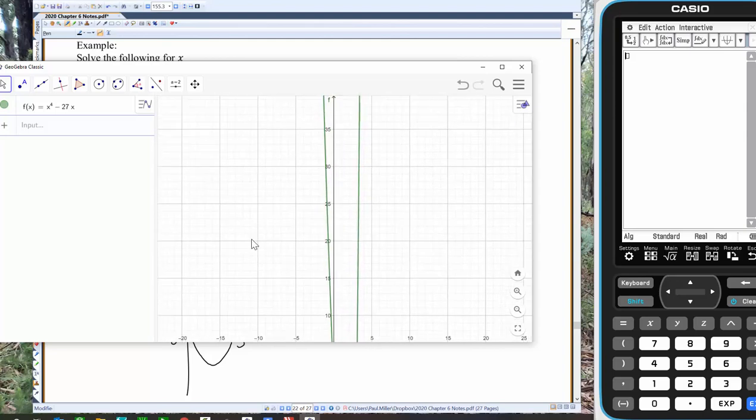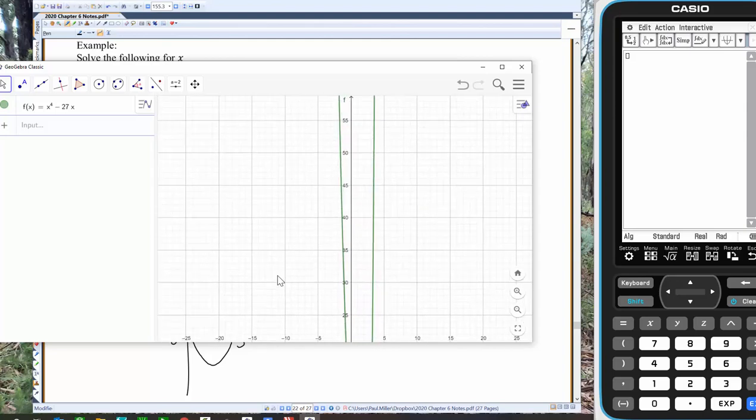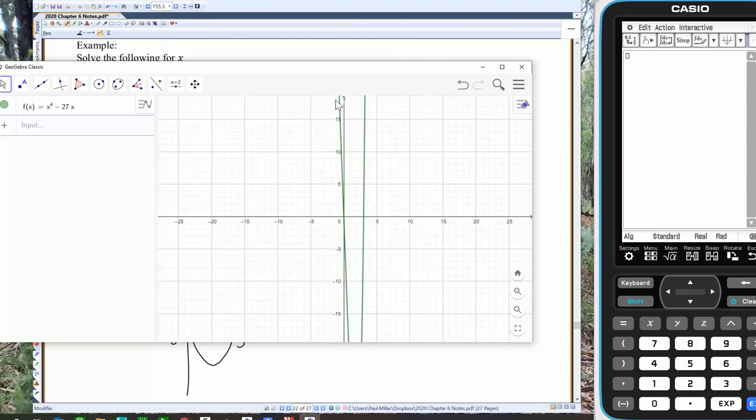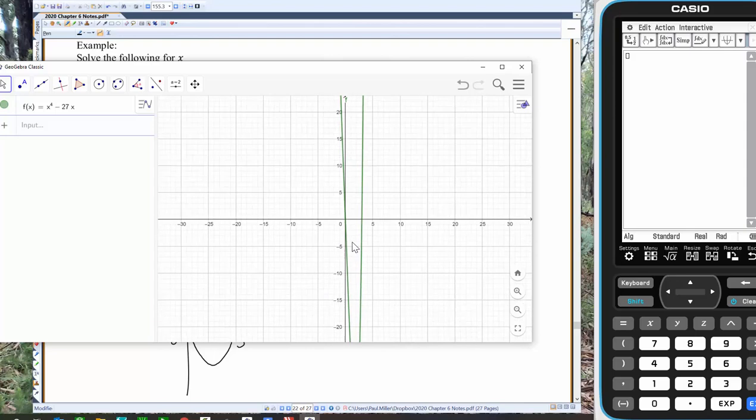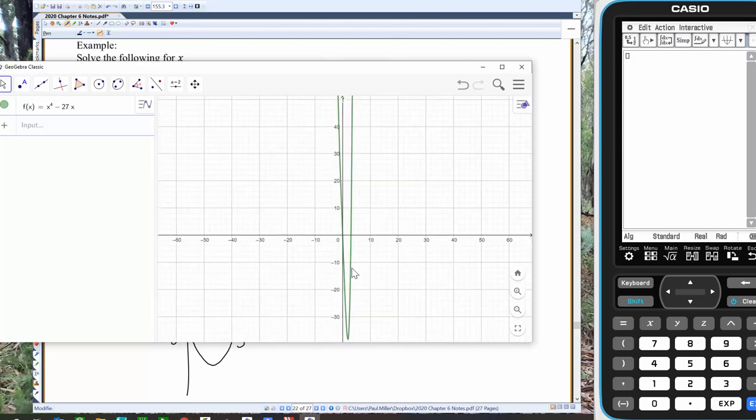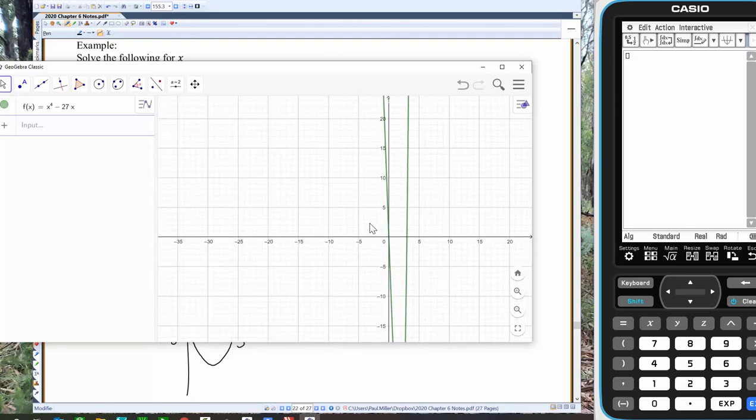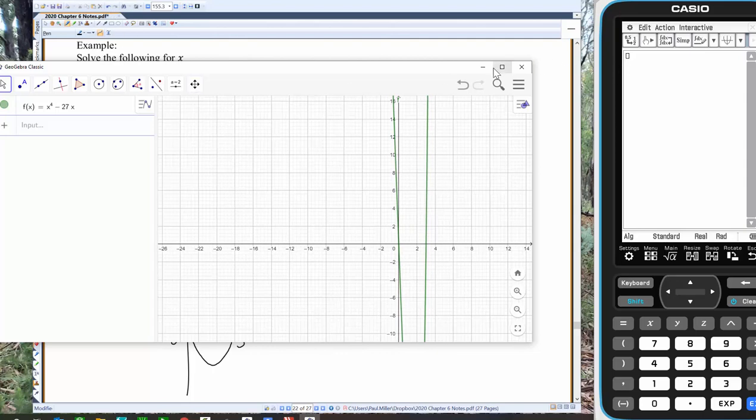So there's its behavior. What it does, and its point of difference with the parabola, is it swings in on much more of an angle, and it's not symmetric. So this one here is not symmetric. All right, let's have a look at the next question.